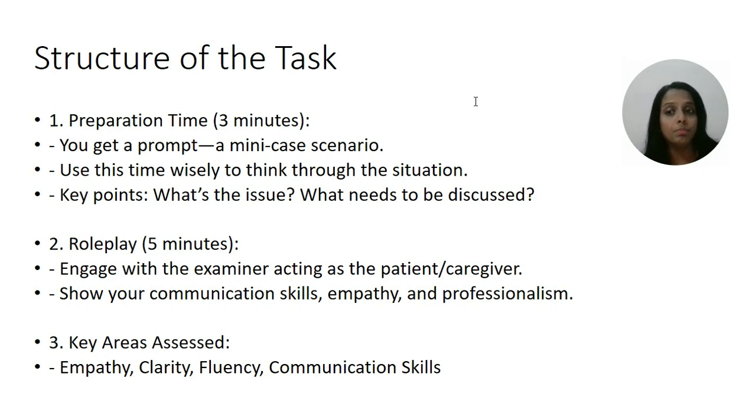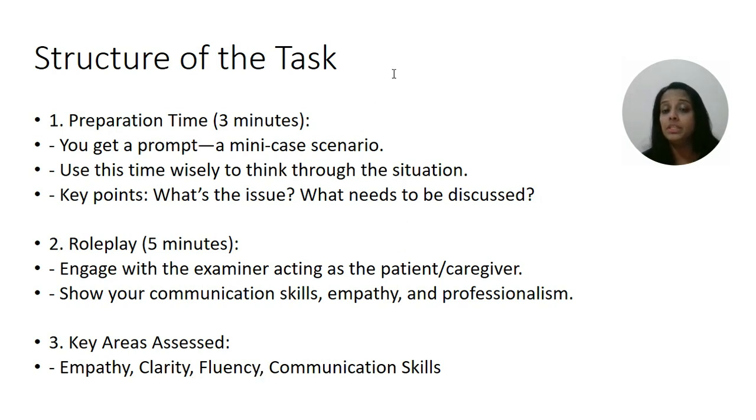And then comes the role play. Now, the role play begins. You will engage with the examiner who is acting as the patient or caregiver. This part is all about demonstrating your communication skills, so you don't need to rush. Focus on speaking clearly, offering empathy, and staying professional, just like you would do in real life with a patient. And the key areas assessed here are empathy, clarity, fluency, and communication skills.